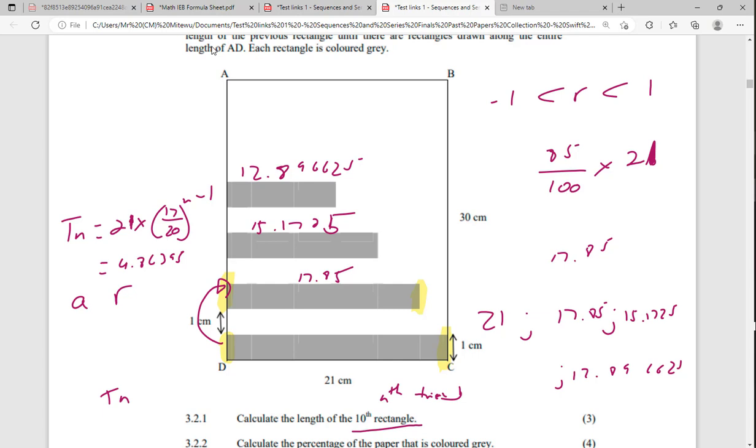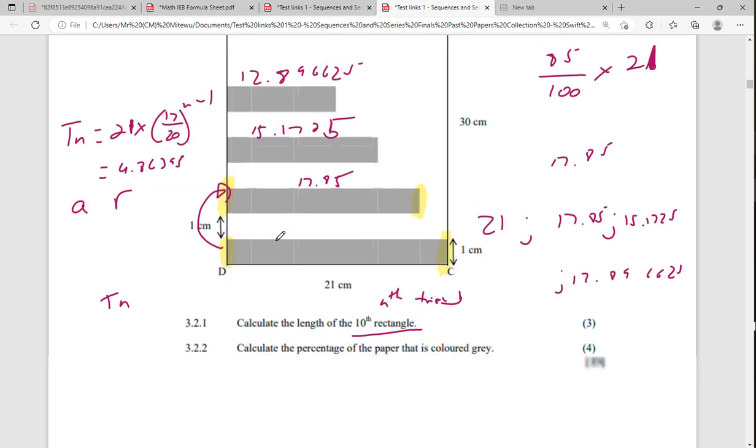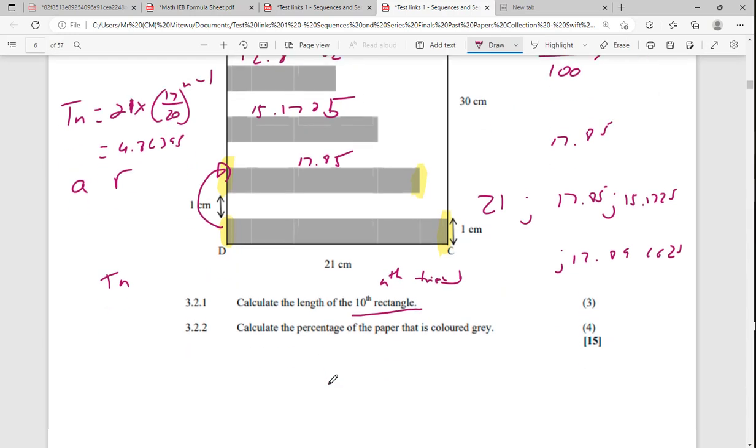Now when they say something along the lines of what is the maximum number of this, or what are we approaching, then you can assume, okay, sum to infinity. All right, now to answer this problem: calculate the percentage of the paper that is colored.